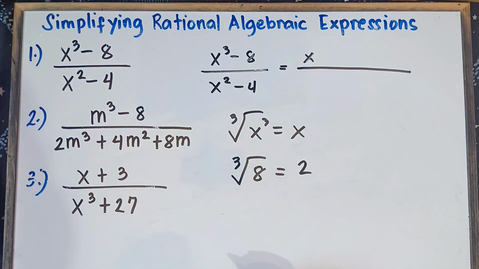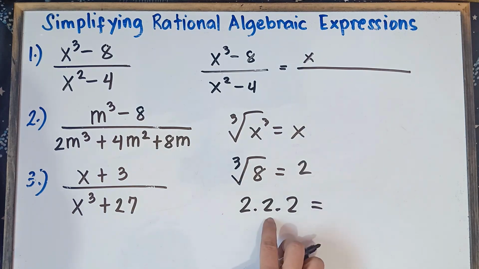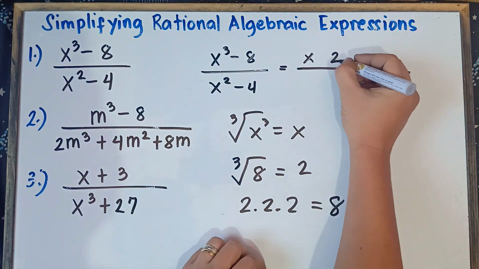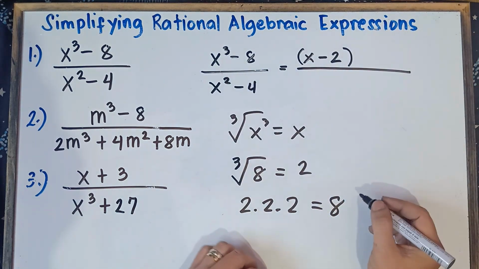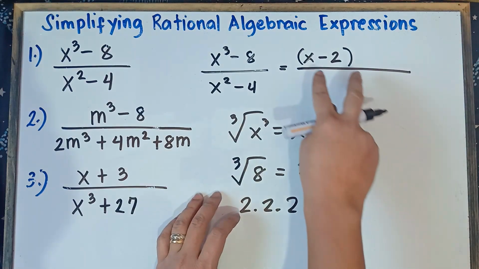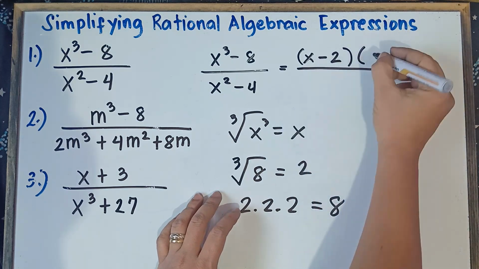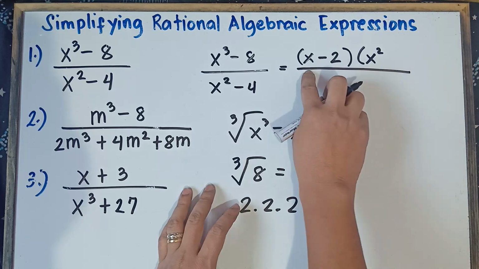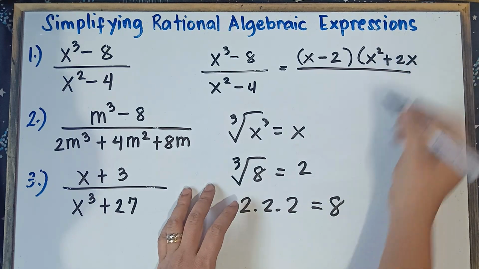Because if you multiply 2 by itself 3 times, 2 times 2 times 2, 2 times 2 is 4, 4 times 2, that would be 8. So therefore, the cube root of 8, that would be equal to 2. So this is 2. Now, since this is minus sign, simply copy minus sign. And then our second factor, class, this will be our guide. Get the square of the first term, x times x, that would be x squared. Multiply the first term and second term, x times 2, that would be 2x. And then all of the answer, class, must be all positive.